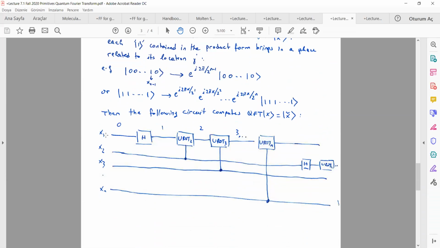So to x1, I applied Hadamard first, and then I applied U_R2 only when x sub 2 equals 1, right? And I apply U_R3 only when x sub 3 equals 1. If x sub 3 equals 0, I do nothing, right? This is how we operate controlled unitary operations. If the control bit is 0, we do nothing. If the control bit is 1, then we apply the unitary transform. This is how we have been defining controlled unitary operations, up to x sub n.